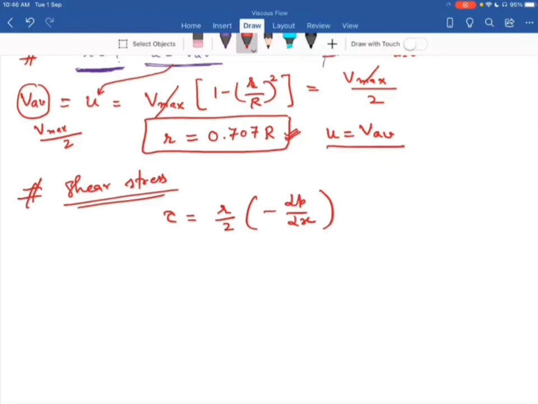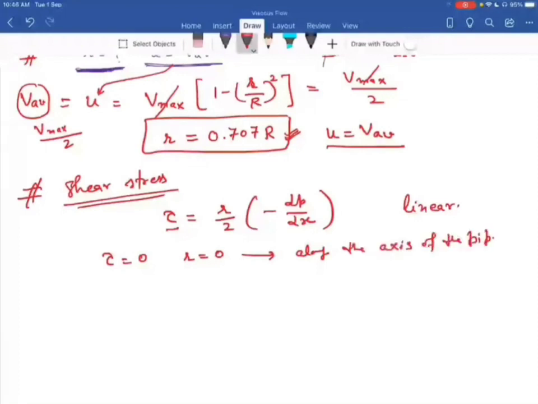So you see now the variation of tau with respect to R is linear in nature. Tau is 0 when R is 0. So tau is 0 when R is 0, along the axis of the pipe. Along the axis of the pipe, velocity is maximum.